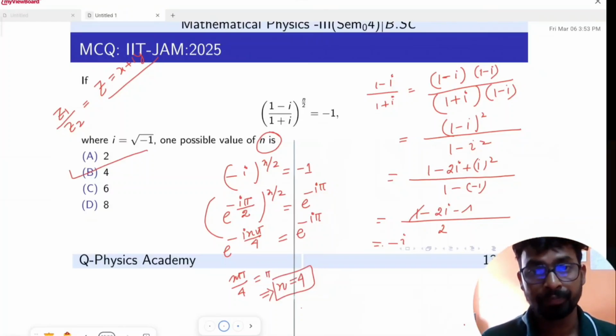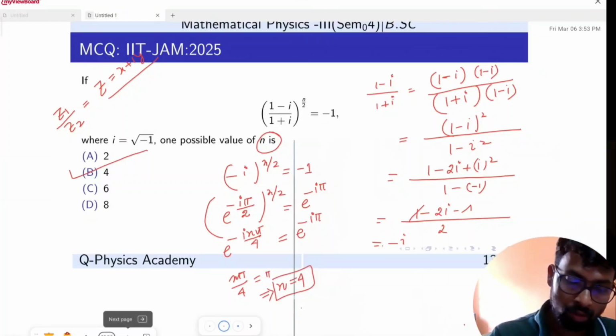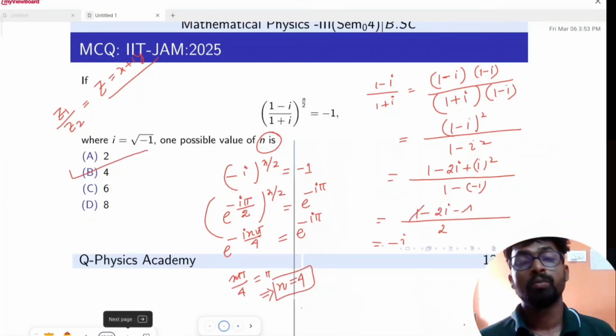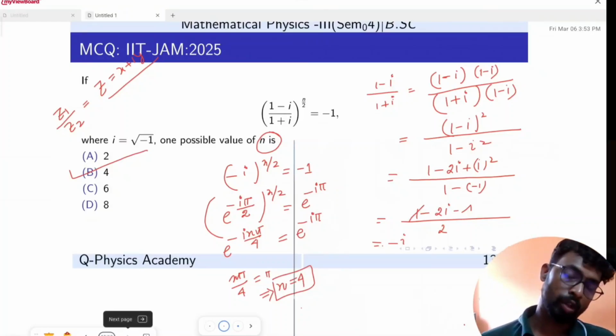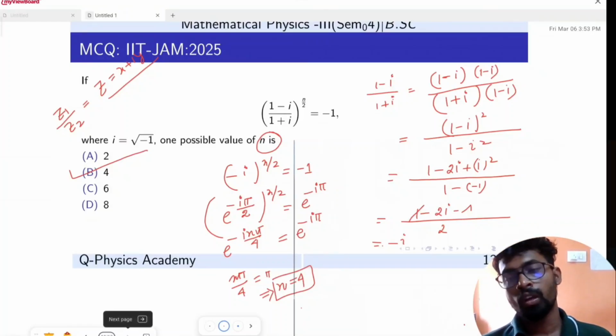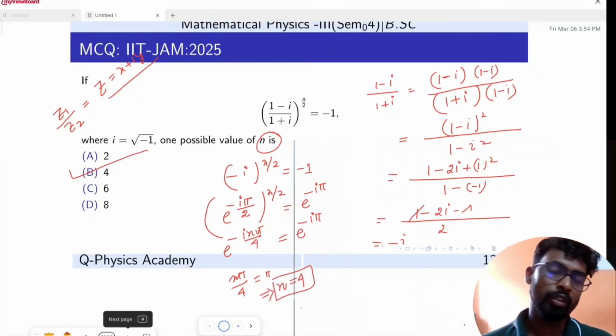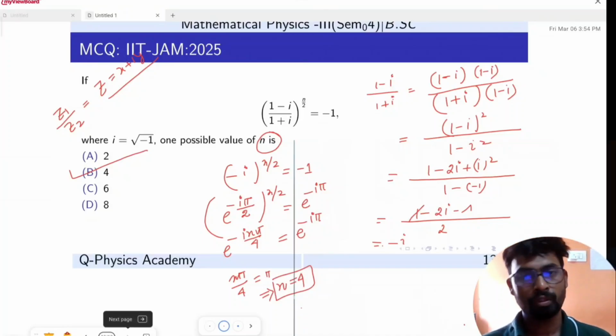I hope you understand. Okay, so those are some important topics. In the next class we have to discuss analytic functions. This is also again very important. So we have to discuss the theory as well as some problems also. So that's why you have to understand each part properly in detail.